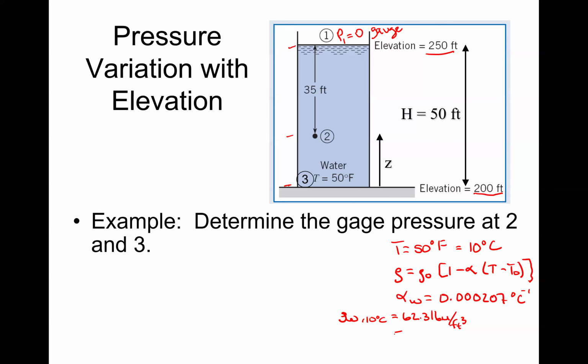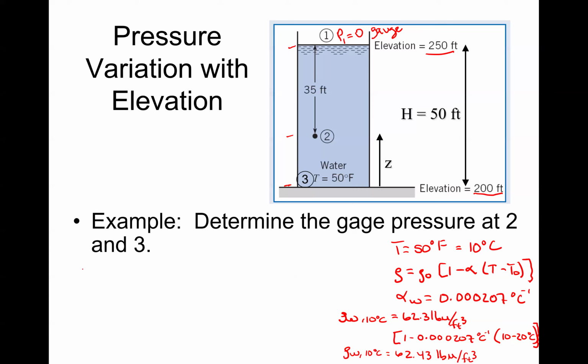And now we're multiplying that by 1 minus 0.000207 degrees Celsius to the minus 1, times 10 minus 20 degrees Celsius. You see that that will cancel the Celsius, and we have that the density at 10 degrees Celsius is 62.43 pound mass per cubic feet. So it did change a little bit.